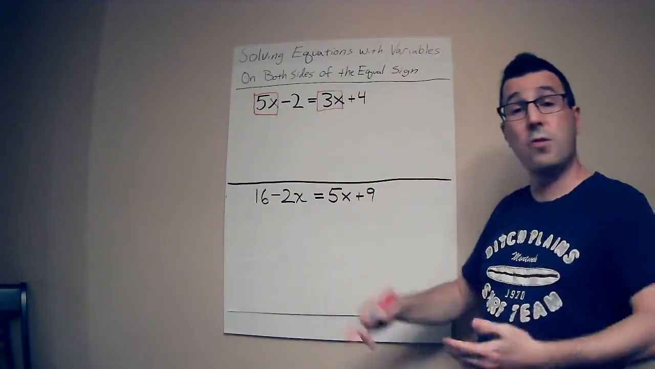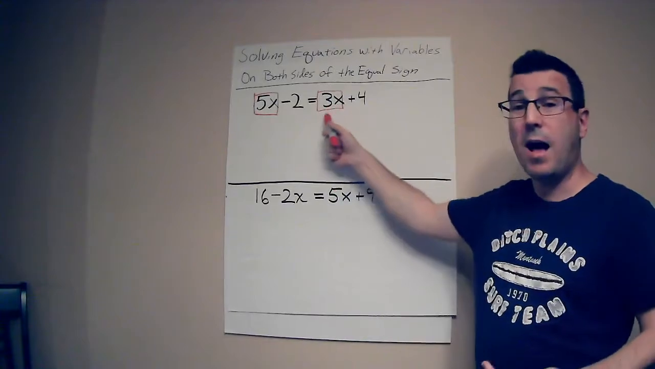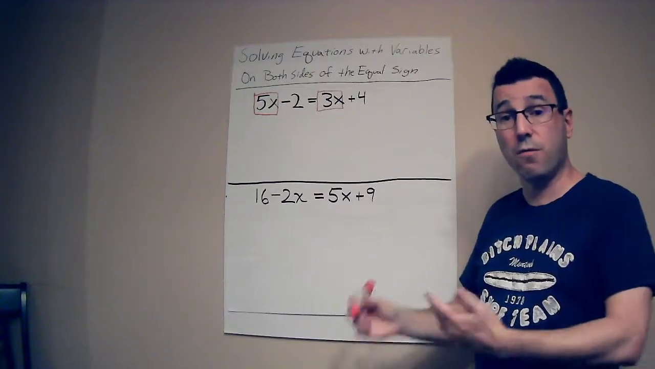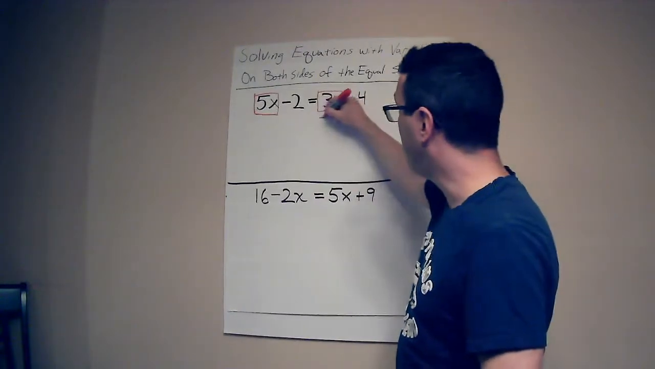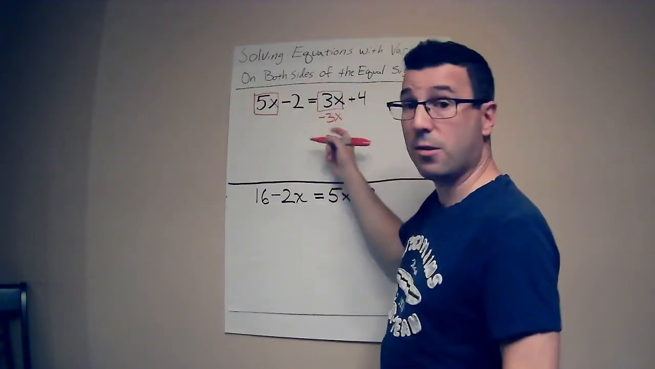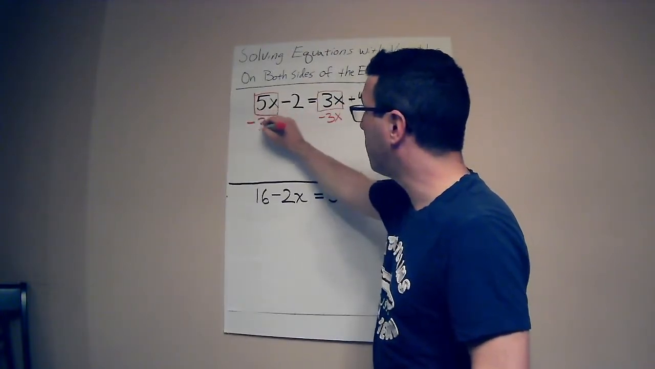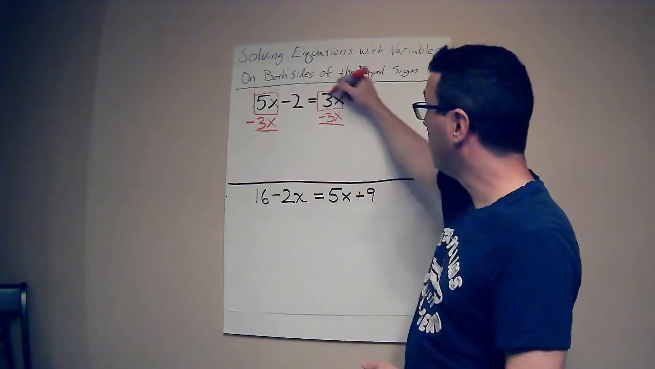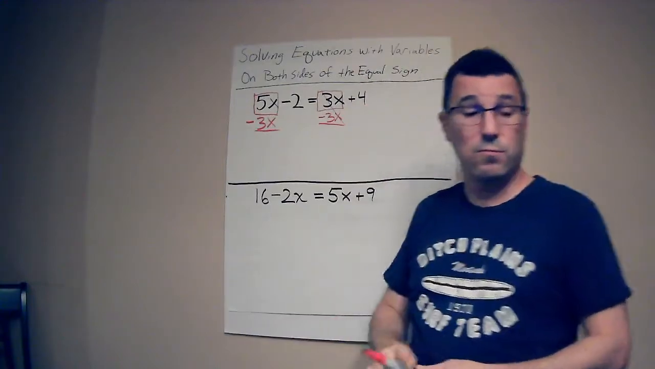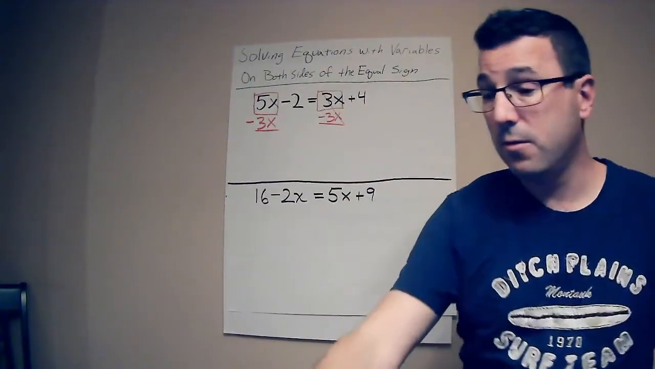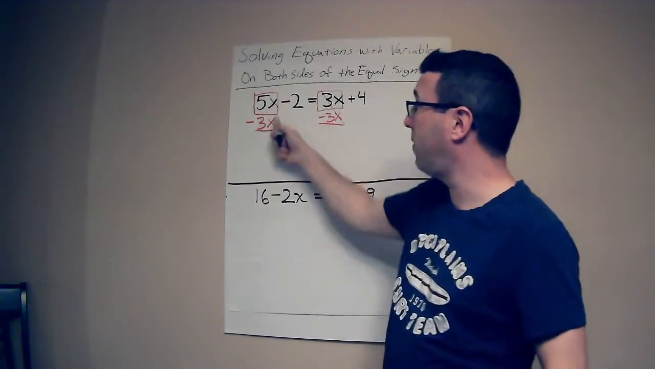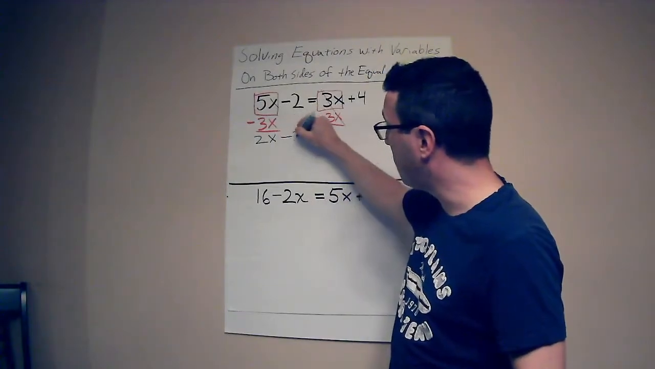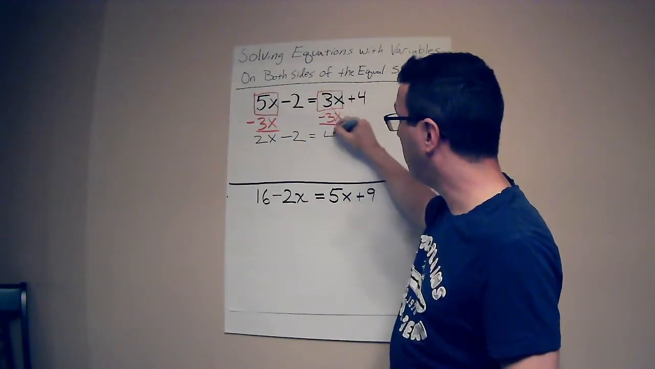So what we're going to do is we do the opposite. So I see that this is a positive 3, so I'm going to put a negative 3, or I'm going to subtract 3x from both sides of the equation. So minus 3x underneath the 3x, minus 3x on the side with the 5x. That's going to cancel out. And what we will have on the left-hand side when we do 5x minus 3x is we will have 2x, bring down the minus 2, equals 4.